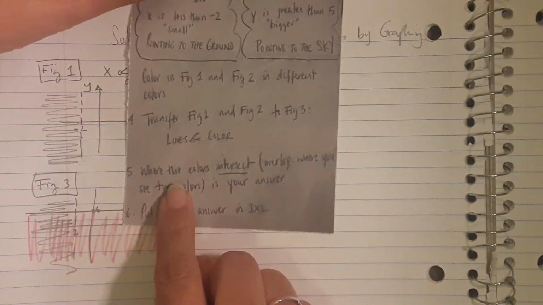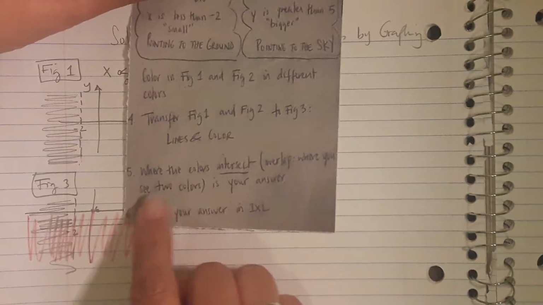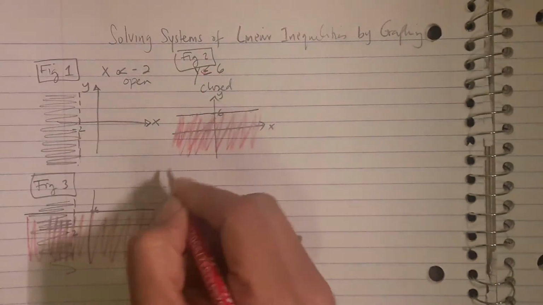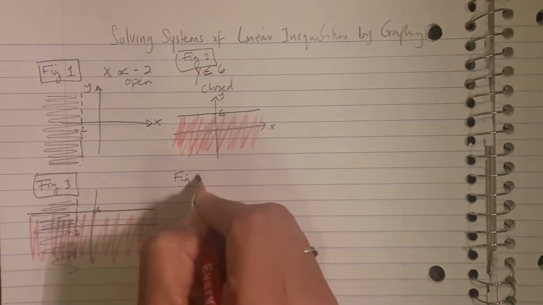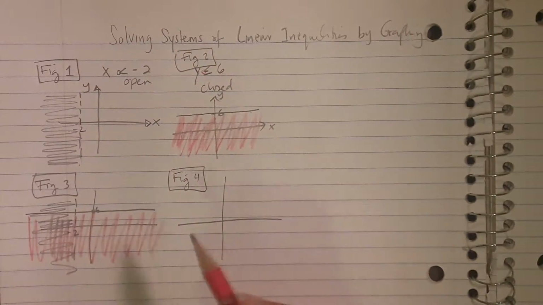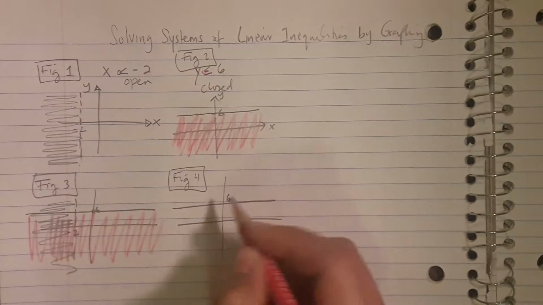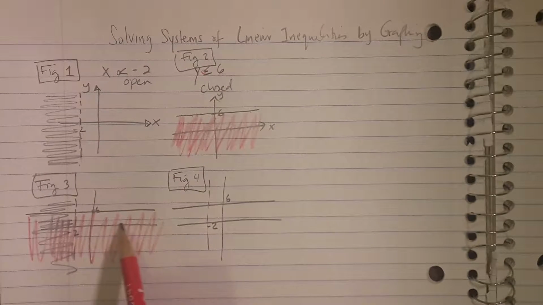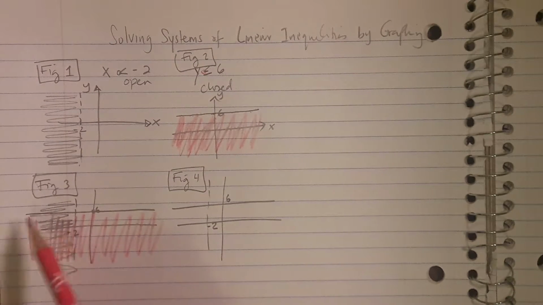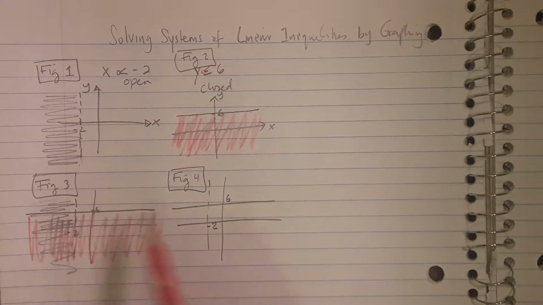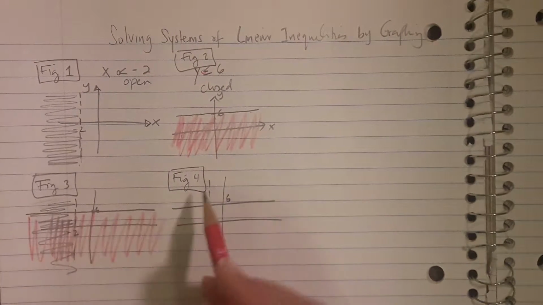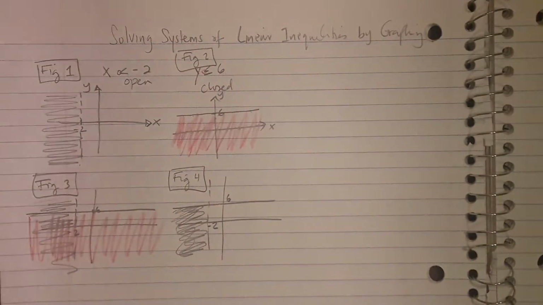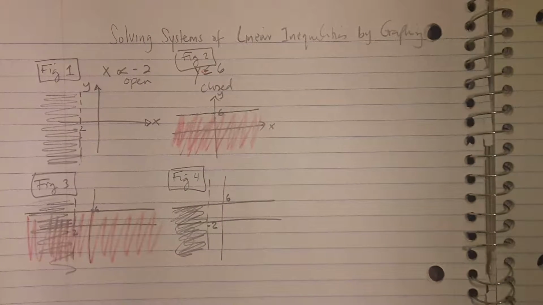And number 5, where the colors intersect or overlap, where you see the two colors, is your answer. So we're going to actually add another step, which is to make a figure 4 to quickly sketch what that part is. So I have a horizontal line at 6, a dotted line at -2. And where do you see both colors? I see red only, red only, red only. I see red and pencil, and over here I see pencil only. So the place I see both colors is the bottom left, this little box here. This is the little part that's actually supposed to be shaded. This is my answer.